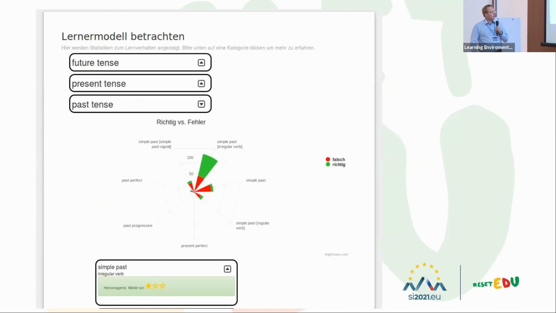Here is a screenshot from the Open Learner Model in FeedBook, where you can see there are broad categories like future tense, past tense, present tense, and below that a spiderweb chart with green and red bars. And green means that you have used this construct correctly. So each edge here is a construct, and red means you used it incorrectly. And if there's no evidence, you can see there's no bar here. So you can immediately see what I have practiced already, where are problems and where are gaps.